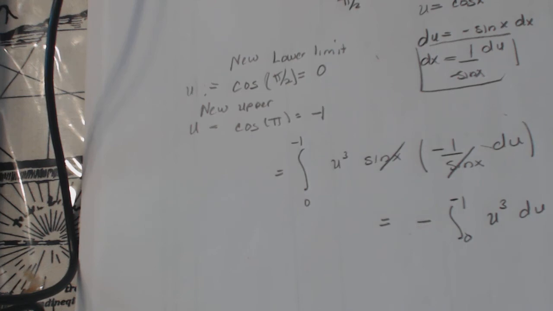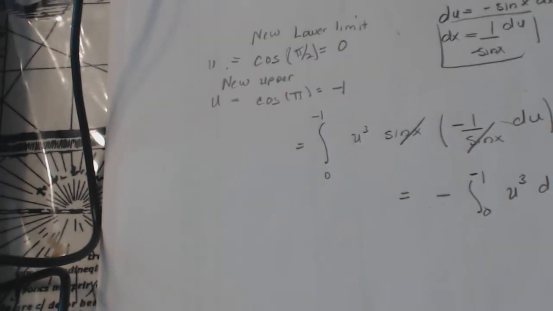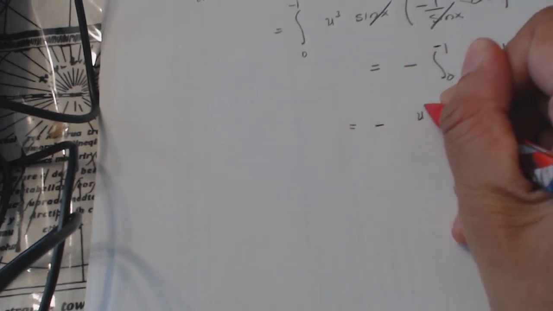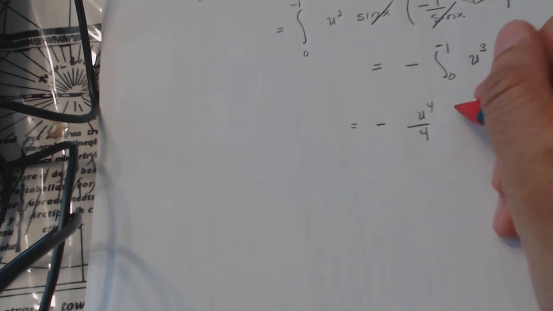And now this was a power rule. And before you ask me where this comes from, you're not here in front of me to ask me. I'm just imagining that you'll ask me. This was Monday's lecture, which is posted on Canvas. Minus u to the 4th over 4, evaluated from 0 to minus 1.